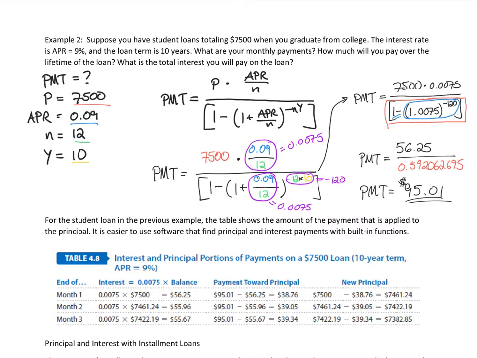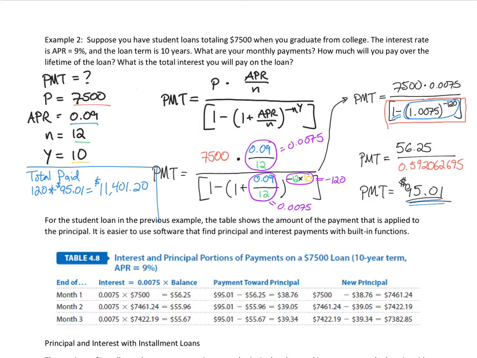So the total paid would be $95.01 times 120, which is equal to a grand total of $11,401.20, which is a little bit more than you borrowed. I gather that, but also your education should be bringing you some more money in.